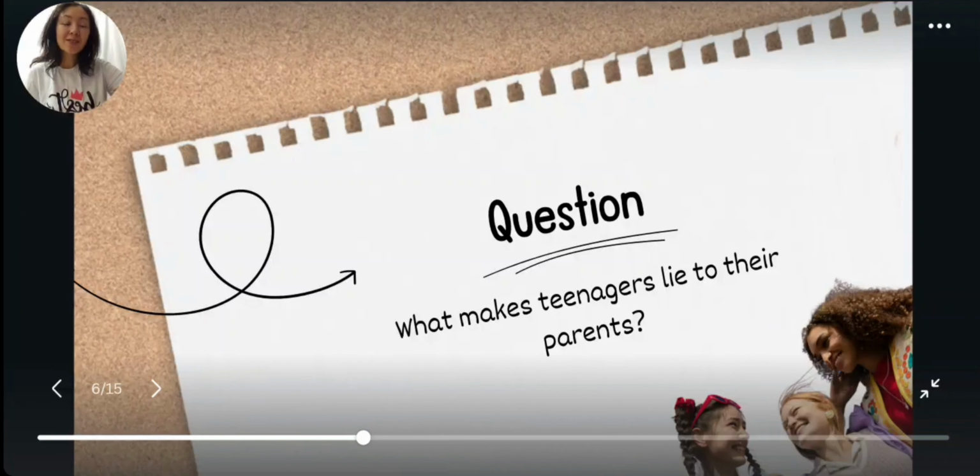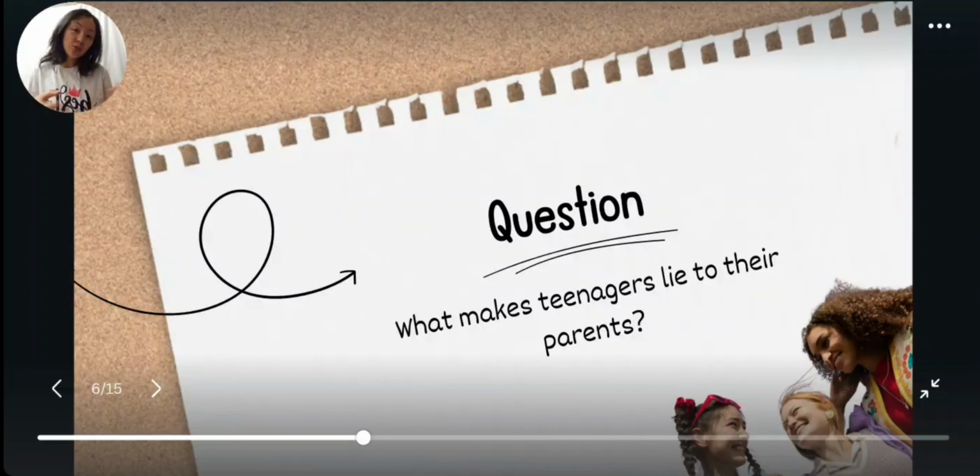The next option is to start your essay with a question. For example, what makes teenagers lie to their parents? And first of all, a reader can be a parent and they can be interested in the consequences of this kind of lie, or maybe underlying causes of these lies of their children.